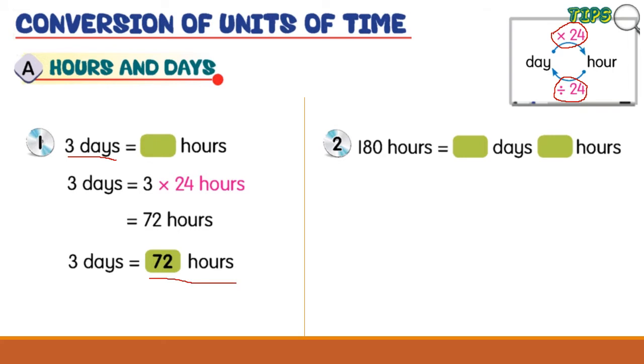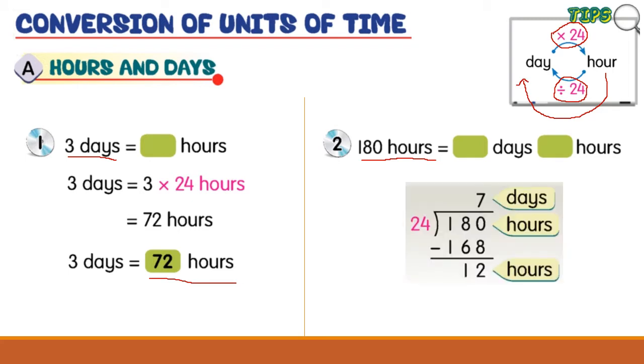Now look at question number 2. 180 hours. So hours to days, you have to divide. So 180 divided by 24. After you divide, you will get 7 at the top here. So this 7 is 7 days, and then the remainder here, 12, is hours. So the answer for this one is 7 days 12 hours.